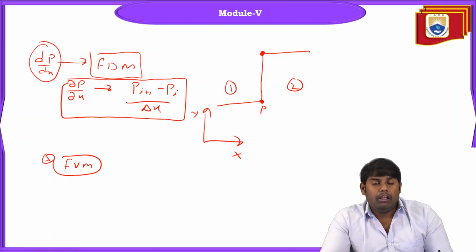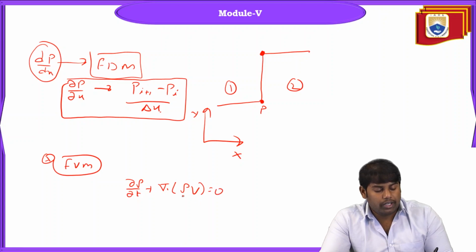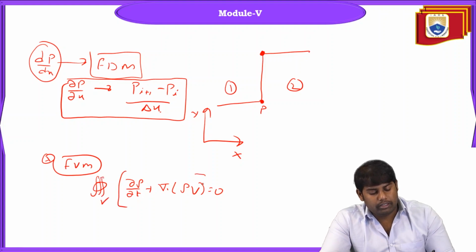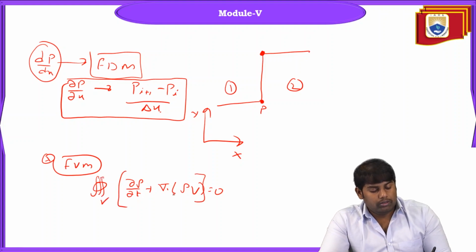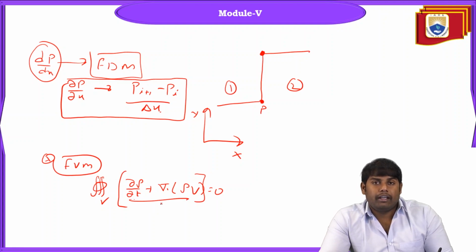Now, in the previous sessions, we have seen, let's say, the continuity equation, dou rho by dou t plus del dot rho v equal to 0. So this is the continuity equation. We need to apply the integral form of equations. Okay. So let's say we have this. Fine. So this one can be applied for the finite difference method. Now we need to use the integral form of equations.